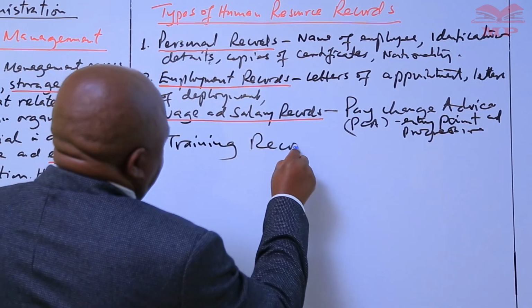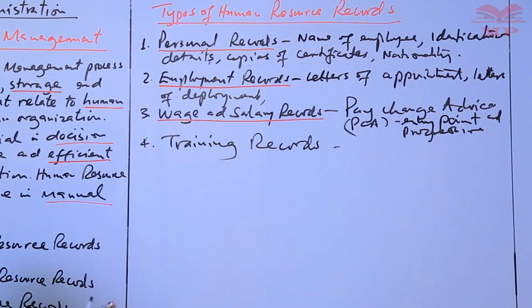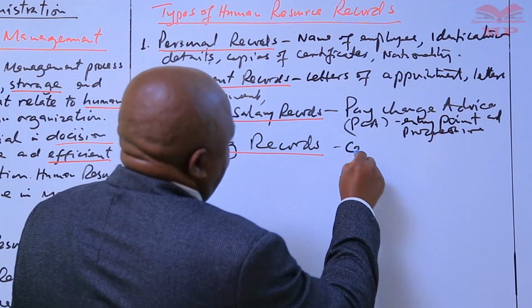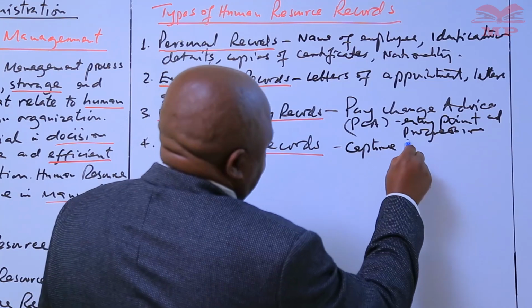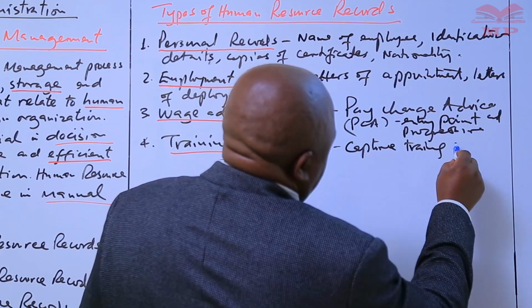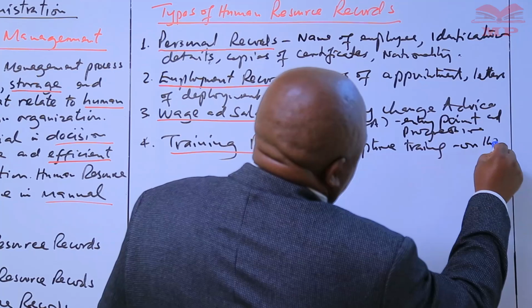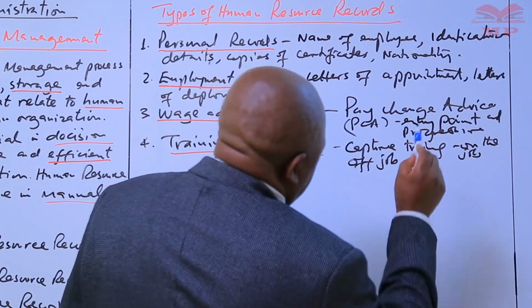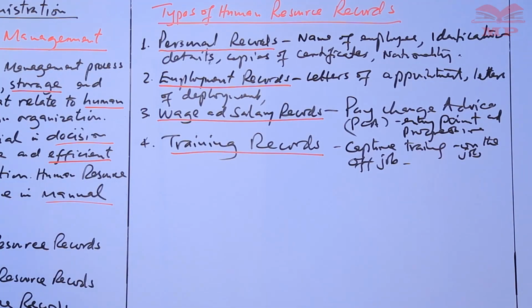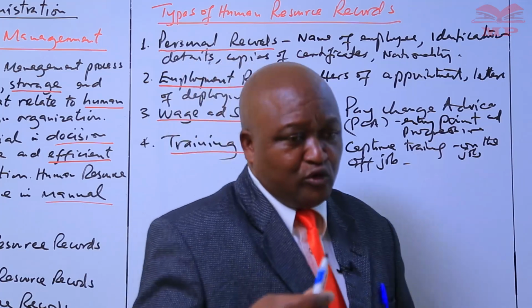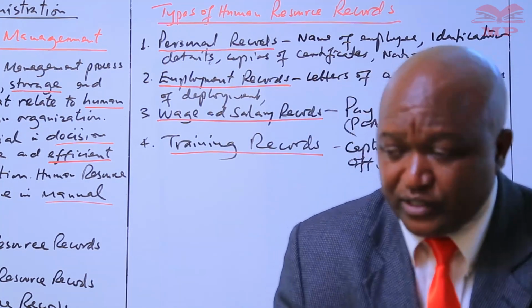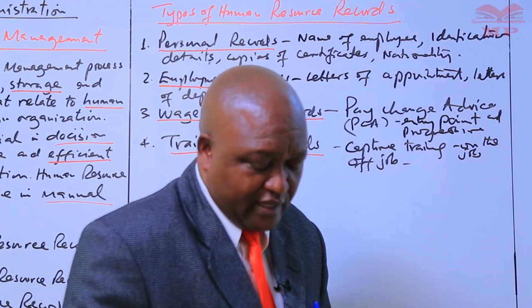Training records. Now, these training records may capture training, whether on the job or off the job, that the employee has done. For example, an employee has gone for a 2-week training, 3-week training, has gone through particular institutions within the organization or outside and so on. So that again becomes very critical.